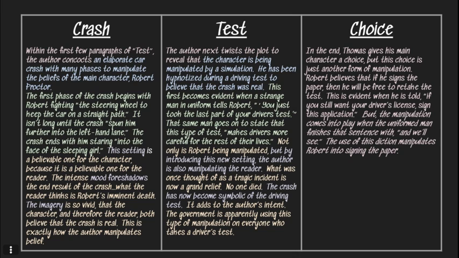I said the first phase of the crash begins with Robert fighting the steering wheel to keep the car on a straight path. It isn't long until the crash spun him further into the left-hand lane. The crash ends with him staring into the face of the sleeping girl. So I've used 3 different quotes here to just point my finger at the place in the text that I want to focus. Okay, I didn't summarize it. I'm pulling exactly what it is from the text that I want you to look at.